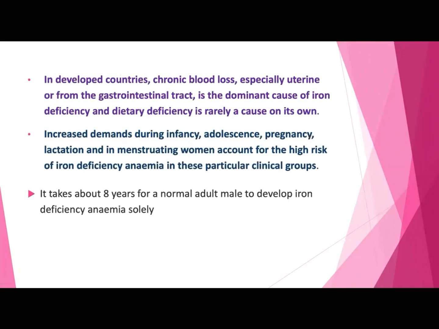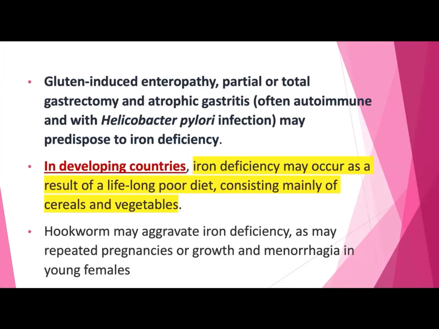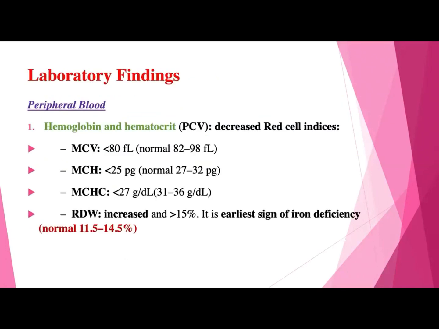الكوزز اوف ايرون ديفشنسي انيميا حقيقة منقسم إلى قسمين اللي هي the developed country most common cause chronic blood loss, uterine GIT أو due to increased demand for example infancy and early pregnancy بينما أو malabsorption such as celiac disease. بينما developing countries عادة هي lifelong poor diet اللي هو يعتمد على السيريالز والفيجيتابلز أو repeated pregnancy بالإضافة إلى الهيمorrhagia والجراف.